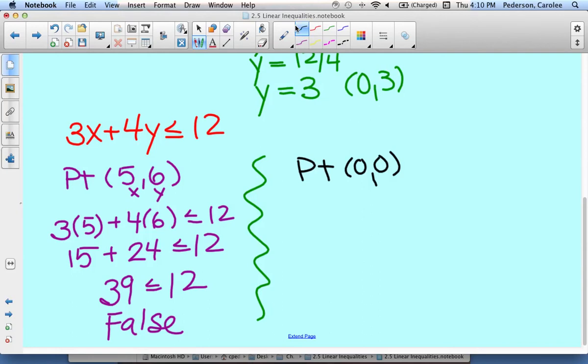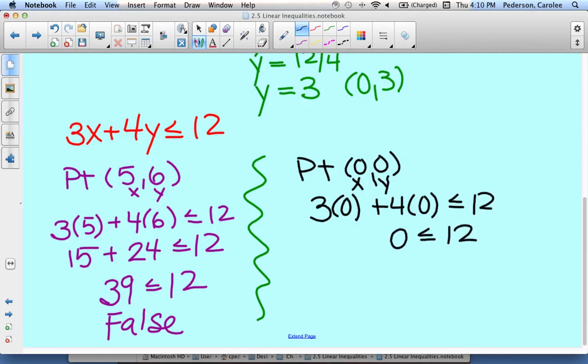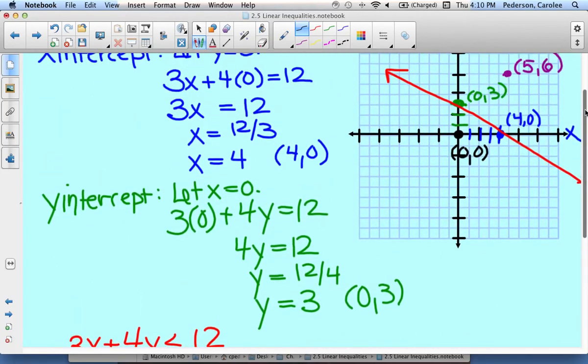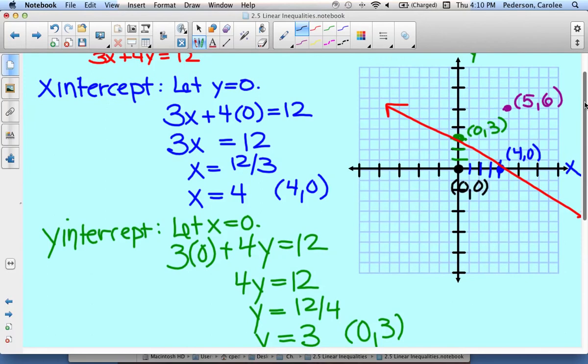If I come over to the second point in the black, it should be true. So let's substitute it in. And I'm picking nice numbers like zeros for x's or y's, because then things cancel out. So replace the x with 0, replace the y with 0. Both of those terms cancel out, and now read it. Is 0 less than or equal to 12, or is 12 greater than or equal to 0? This is true. So the region that we're going to shade is where the point 0, 0 is. So we're going to shade this region right here.